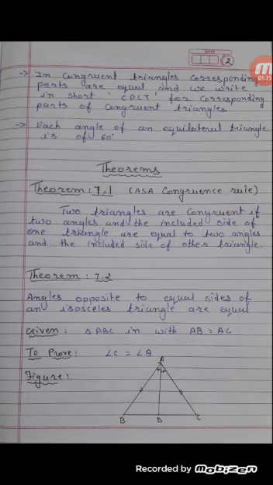Now theorem 7.2, angles opposite to equal sides of an isosceles triangle are equal. Now you can know the meaning of an isosceles triangle: a triangle with two equal sides is called an isosceles triangle. Given triangle ABC in which AB is equal to AC. To prove angle C is equal to angle B, because the angles opposite to AB and AC are angle C and angle B.